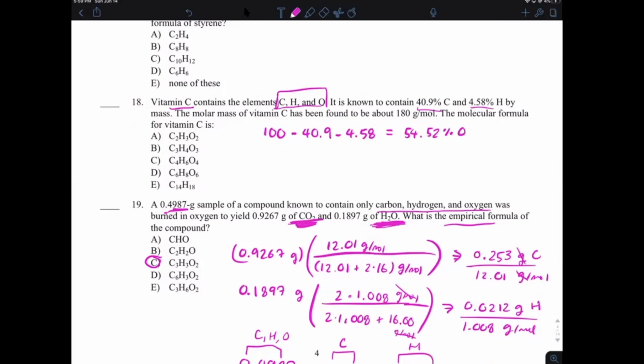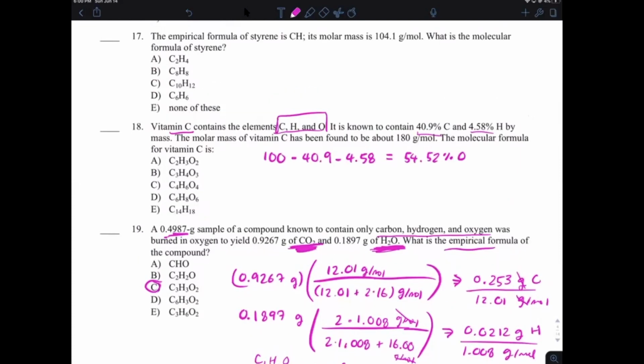And now it's just as simple as doing one of these problems. So what we do is, let's just assume we have 100 grams of vitamin C. That's just so that our numbers are a lot easier. So let's say we have 100 grams of vitamin C, then how many grams of carbon do we have, and how many grams of hydrogen do we have? How many grams of oxygen do we have?